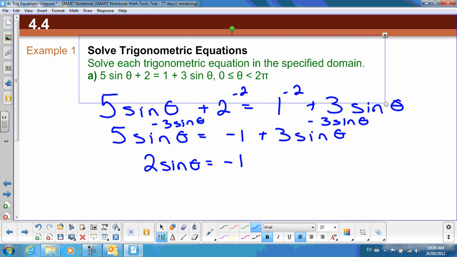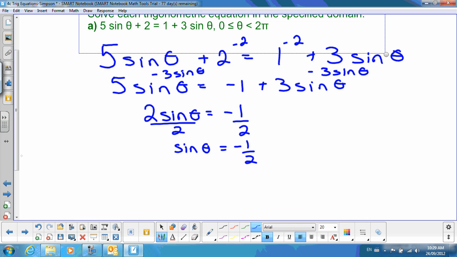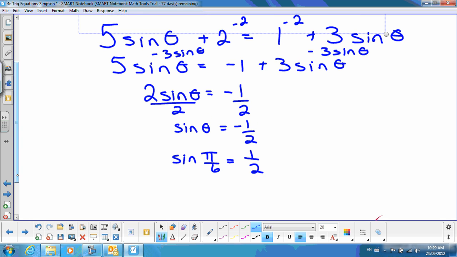Divide both sides by 2, and we have that sine theta is equal to negative 1/2. So I'm looking for all values of theta that have a sine of negative 1/2. You're now going to go to your unit circle exact value table, and you can find then that the sine of pi over 6 is equal to 1/2. But we want where sine is negative. And so sine is negative in quadrants 3 and 4.